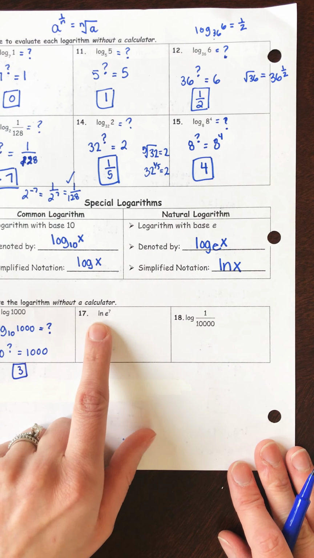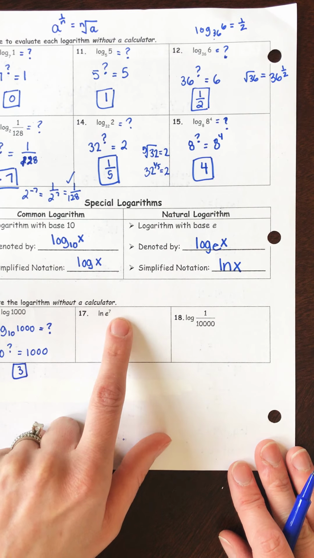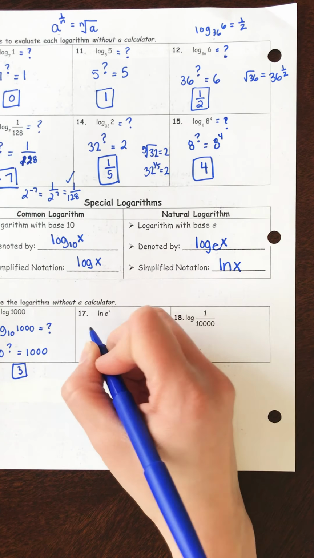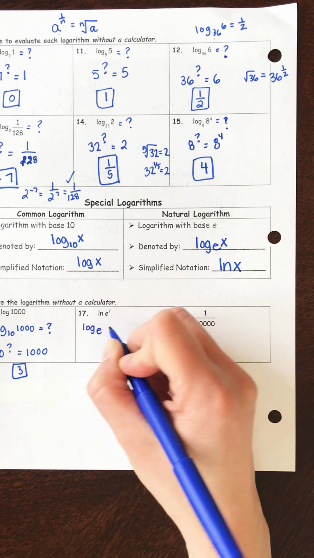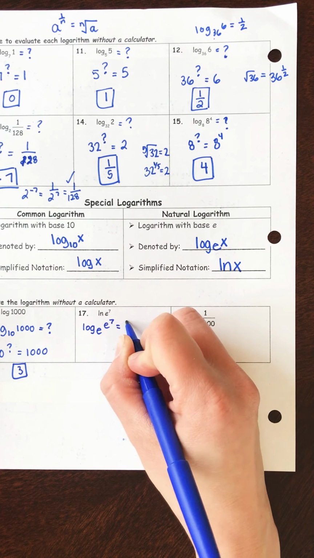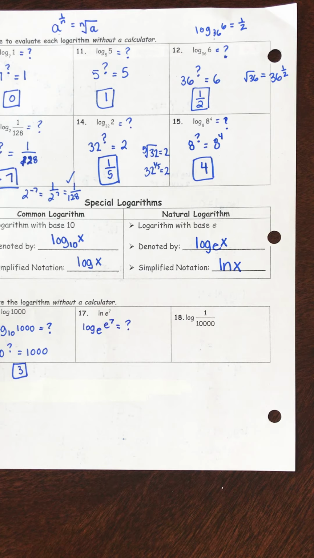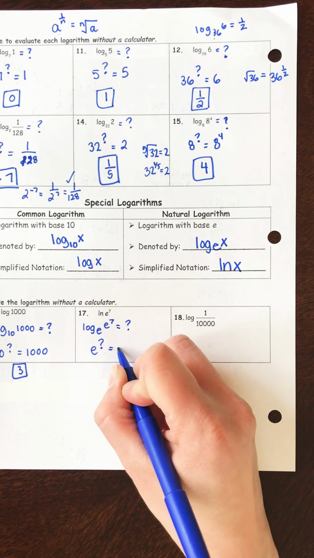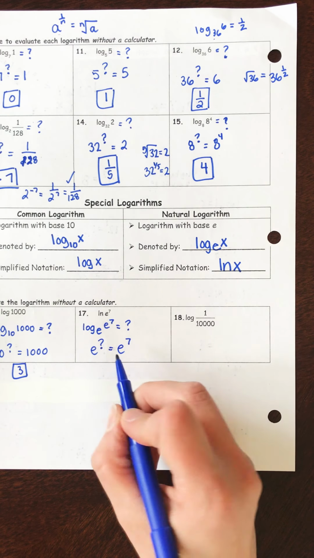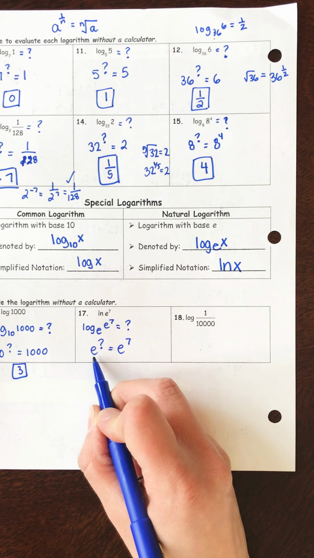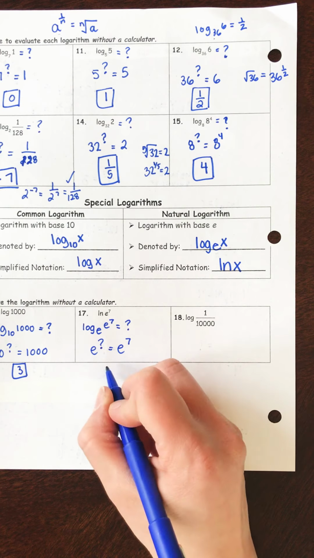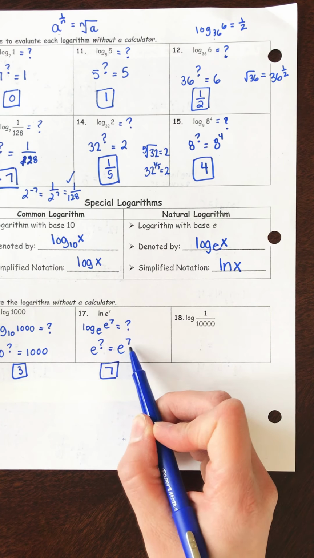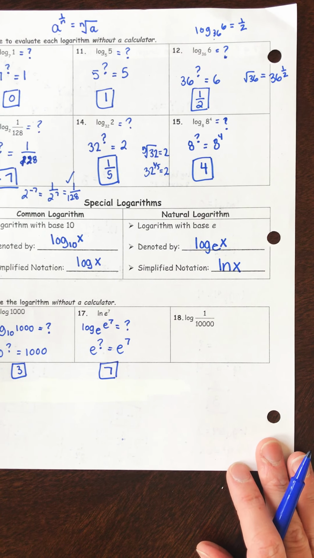Okay, ln of e to the 7th. If I said what is ln of e to the 7th? Well, ln is just log with a base e of e to the 7th. So if I rewrite that in exponent form, e to what power is e to the 7th? Well, just match up the question marks. e and e, so the question mark has to be 7, because e to the 7th power is e to the 7th power.